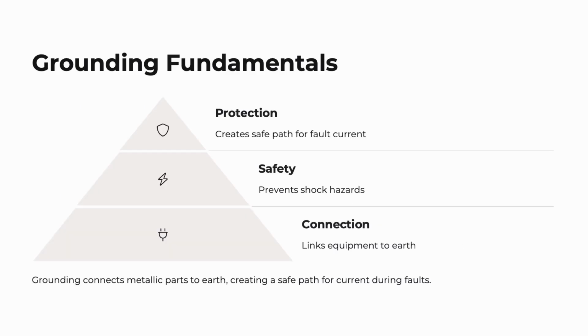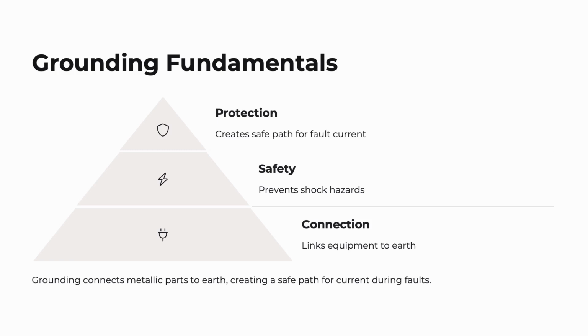Grounding, or earthing, is the practice of connecting the metallic parts of equipment to the earth itself. Why is that? This happens so that in the event of a fault, say a live wire touches a metal chassis, the current has a safe path to follow and away from the user. Without this grounding practice, that current might travel through the next person who touches it.